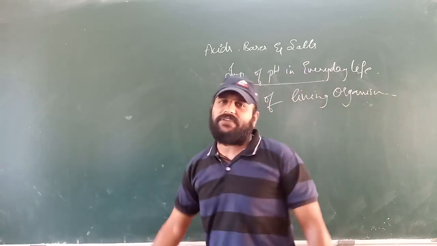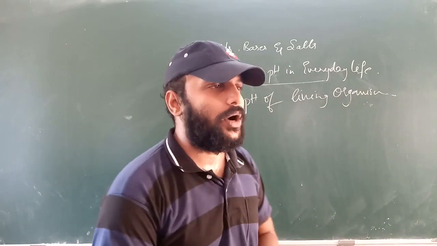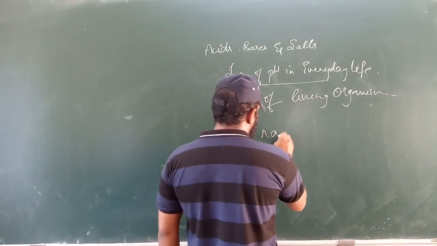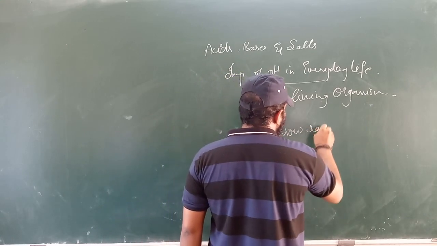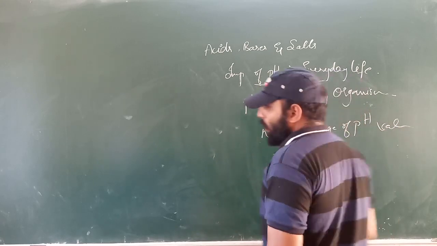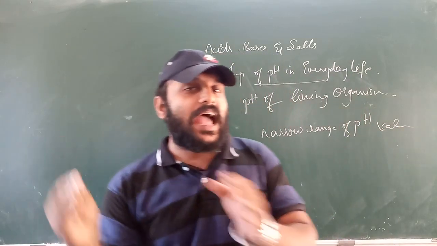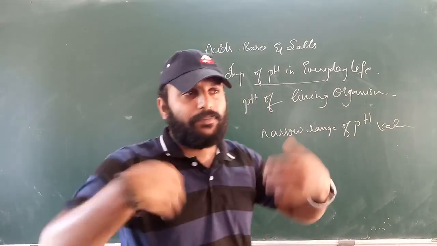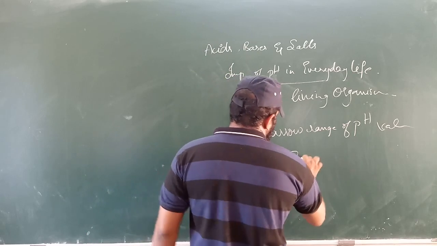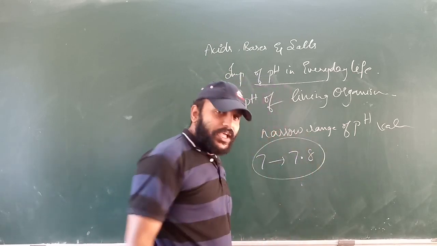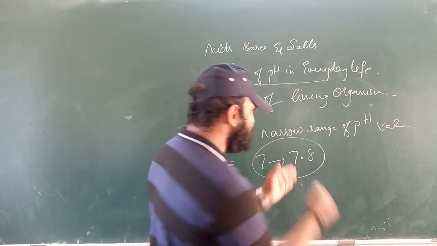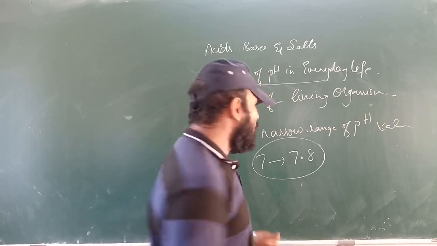The pH of living organisms is very sensitive. All living organisms have a narrow range of pH value. Our body works on a pH value range from 7 to 7.8. So only in this narrow range does our body work.